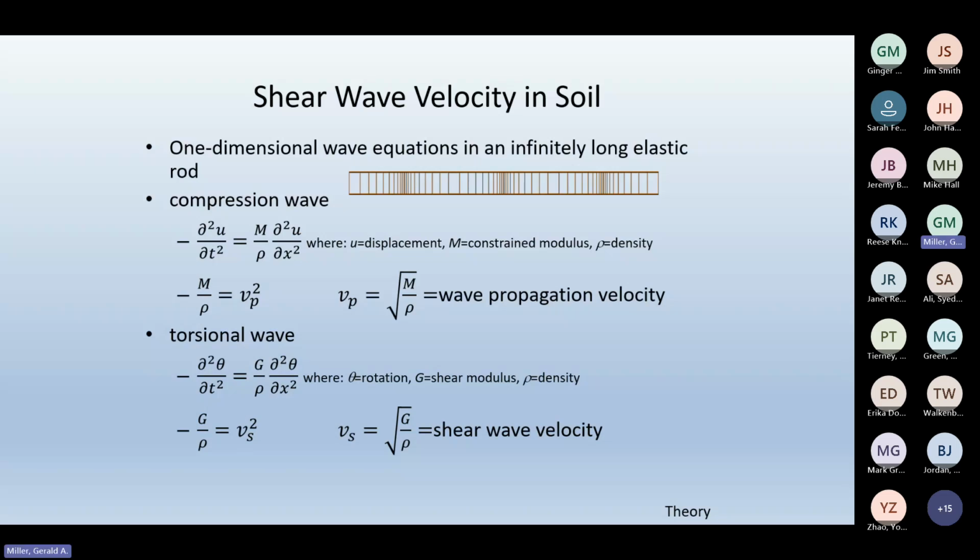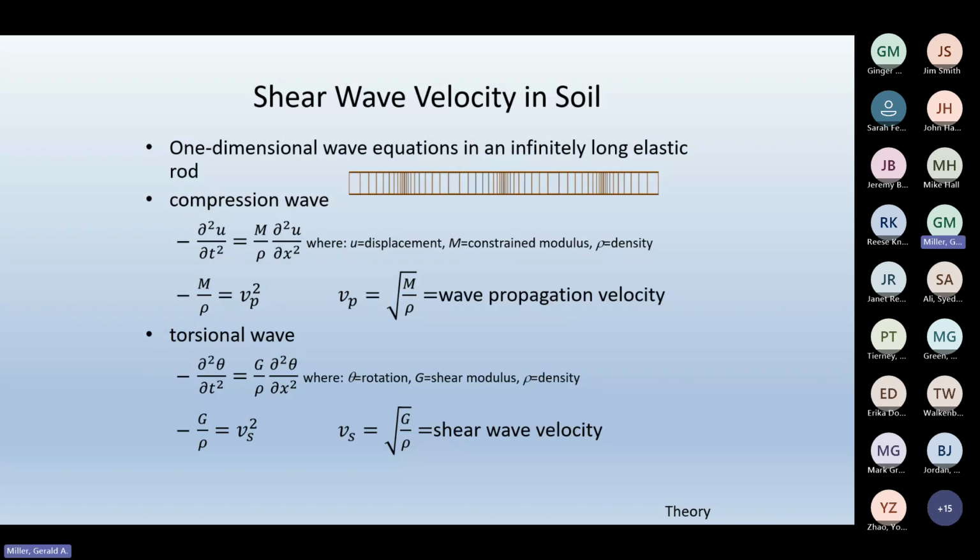Okay, but the wave propagation velocity is what we're interested in, because we're not measuring particle motions with the SCPT. We're measuring the velocity at which the wave is propagating through the medium. And that's what we're using to back out shear modulus or to determine seismic site class. So that's what we're interested in, and that's why I show this equation. This is a very important relationship. This is a fundamental characteristic of the medium or the soil that the wave is traveling through.